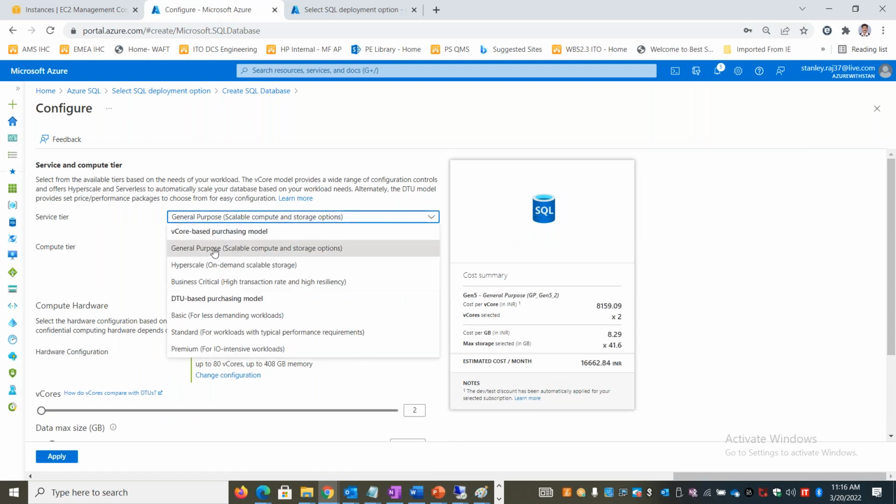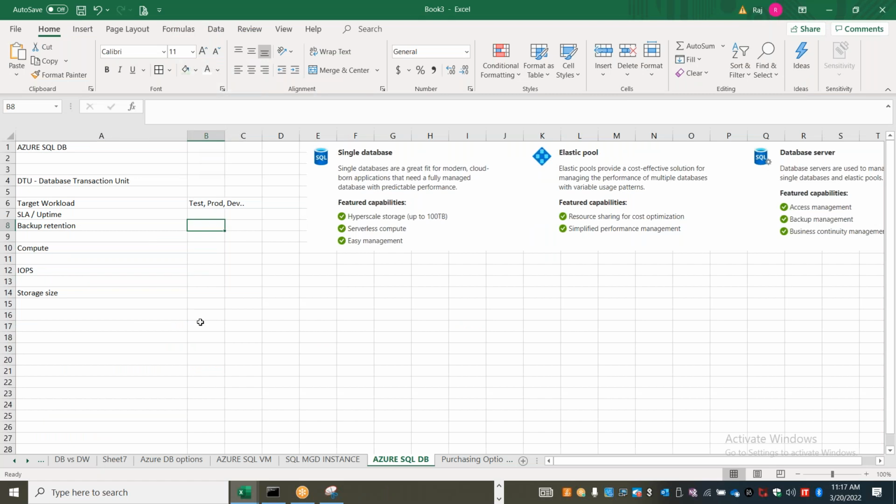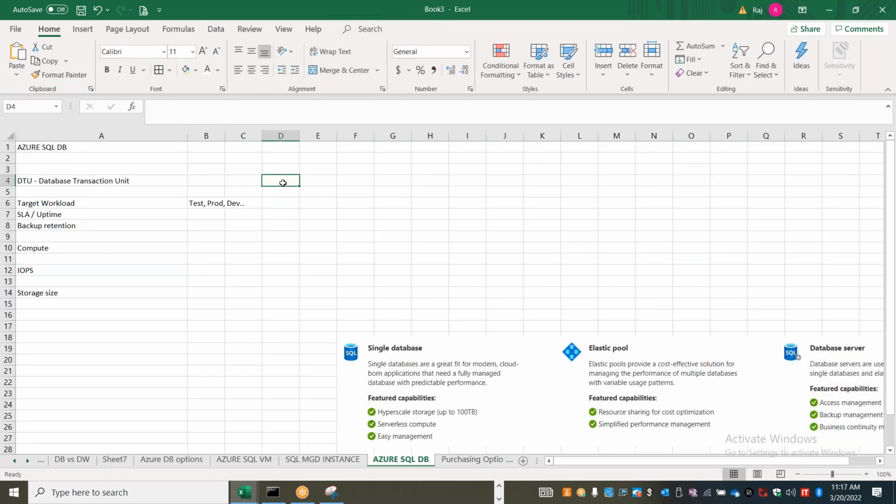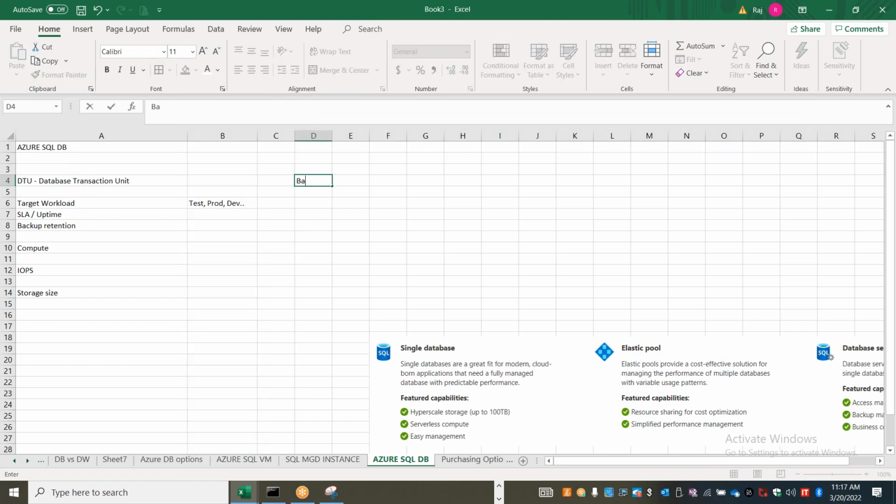If I go to the provisioned model or the general purpose model, you can see that there are three different categories of purchase option: basic, standard, and premium. You can go and purchase the database based on the transactions that the application is going to make. So let's compare that. You have three different options available to choose from.